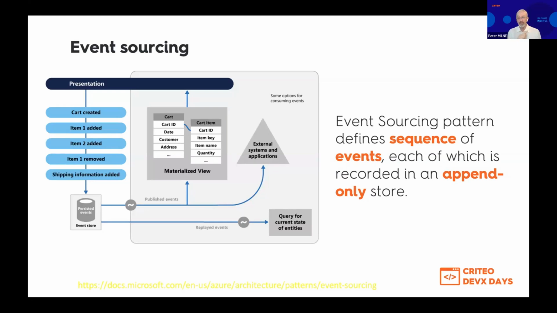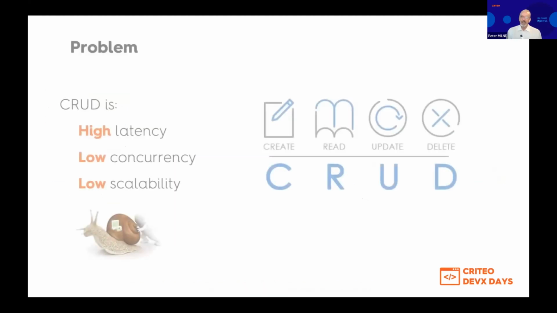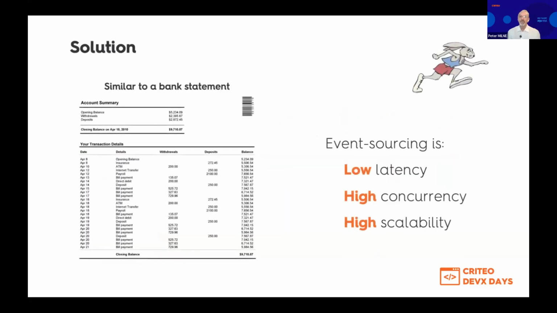So we've talked about events and event-driven, and this is a more sophisticated pattern. If you have a problem where the latency of your CRUD system is high and your concurrency is low and your scalability is low, then the solution could be to use something like event sourcing, which is typically low latency, high concurrency, and high scalability.